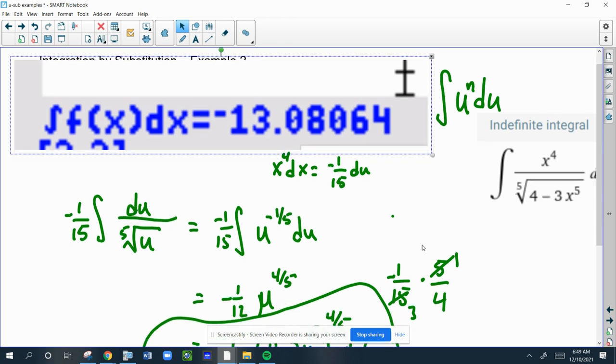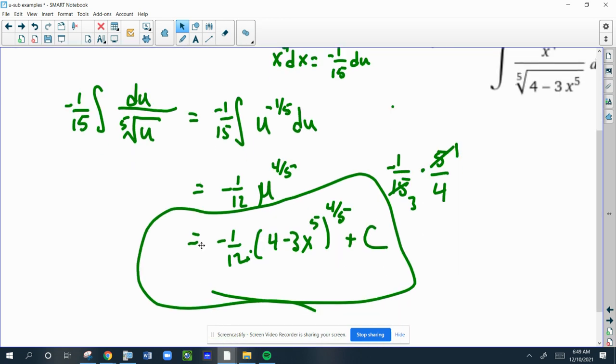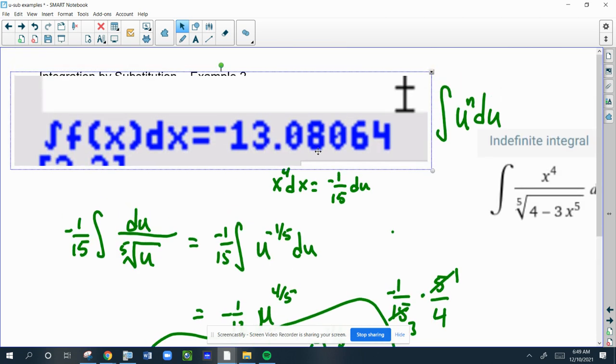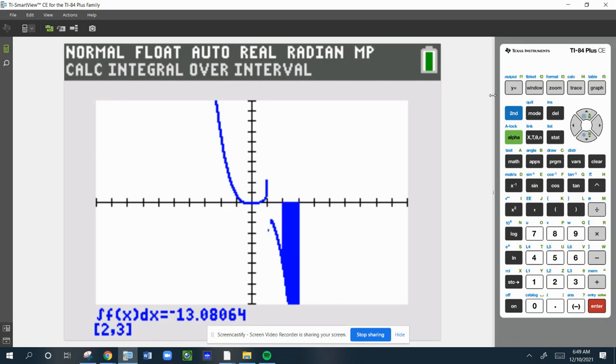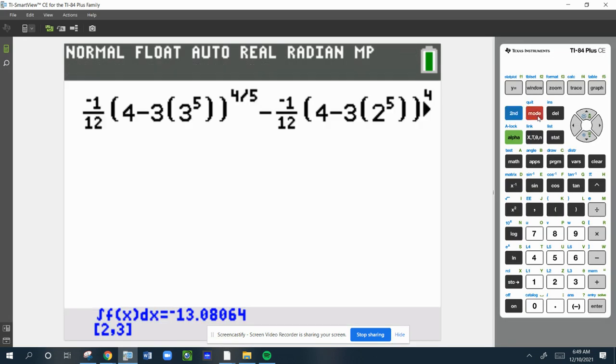Since I went from 2 to 3, I'm going to take my answer and use the fundamental theorem of calculus. I'm going to plug in 3 to my answer and then subtract what I get when I plug in 2. And that answer should be this, if I did it right. So back to the calculator, quit.